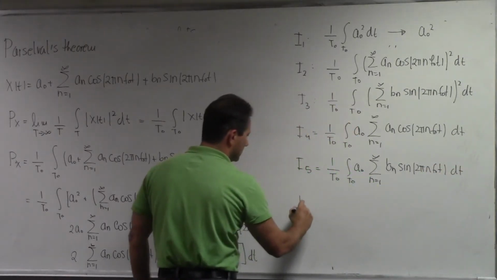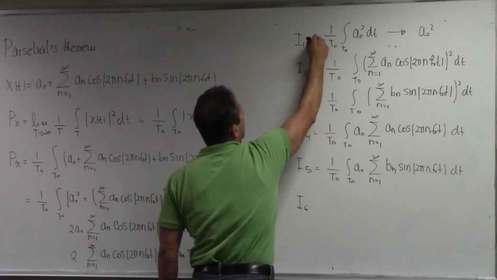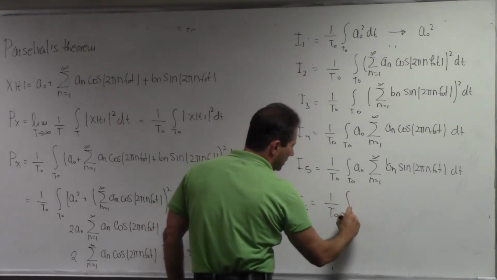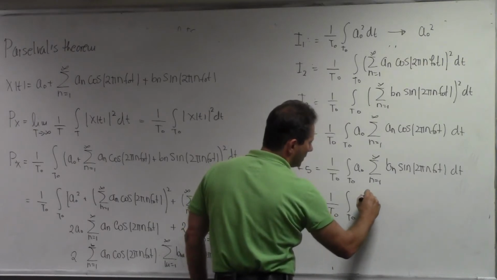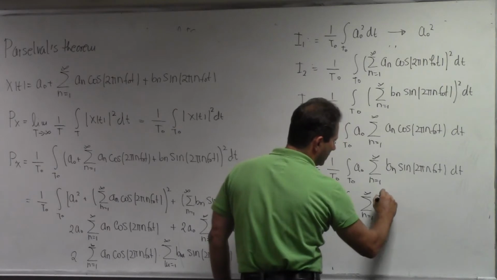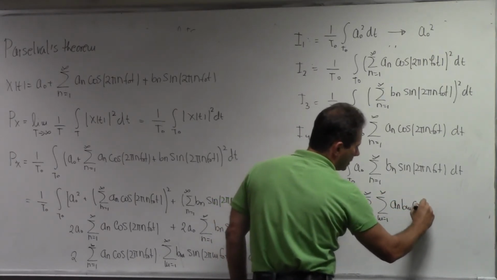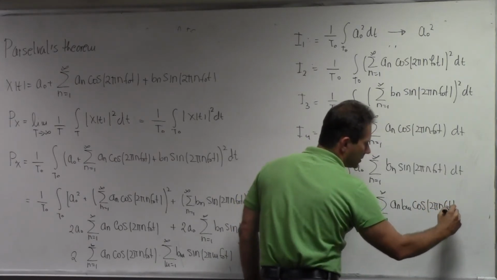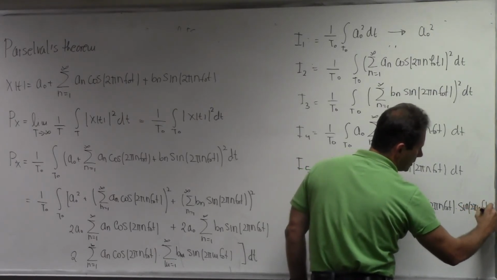And the last one, I6, is going to be 1 over T0, integral over T0, sum when n goes from 1 to infinity, sum when m goes from 1 to infinity, an bm cosine 2 pi n f0t times sine 2 pi m f0t dt.